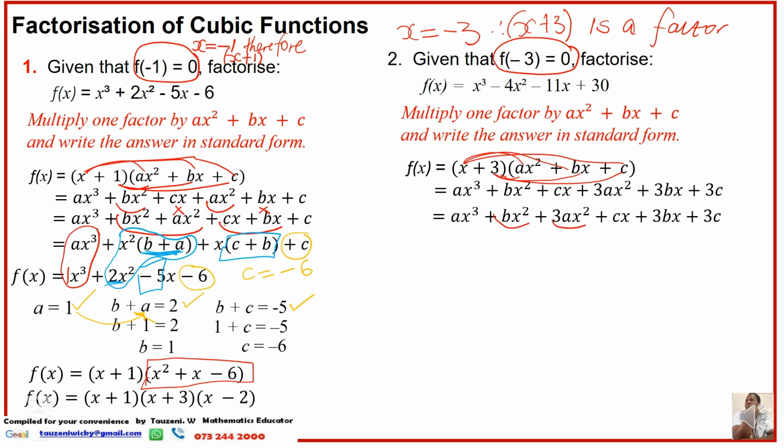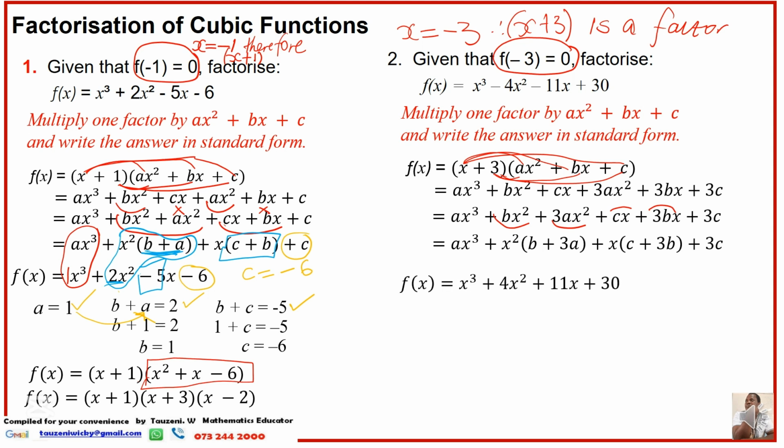Then we put together the squared terms, x squared and another x squared, and x and another x. From there, we express our expression in standard form. Then the next thing is to compare the coefficients of the expression that we just simplified and the coefficients of the expression that we are factorizing. Starting with the coefficient of x cubed, here the coefficient of x cubed is 1. That gives you the value of a right there.